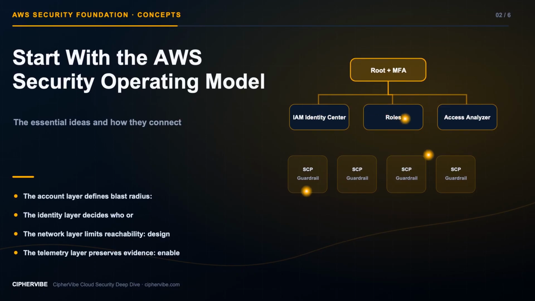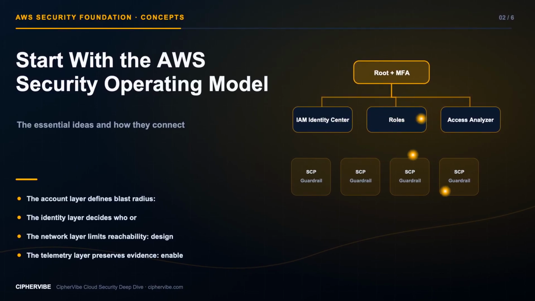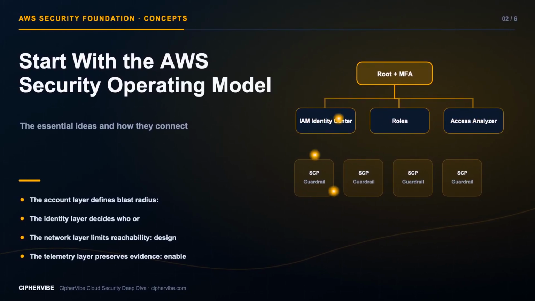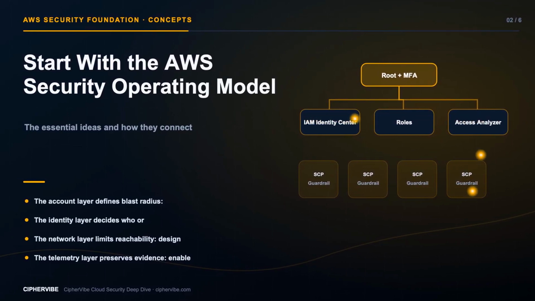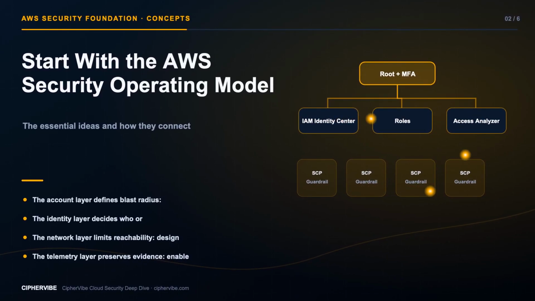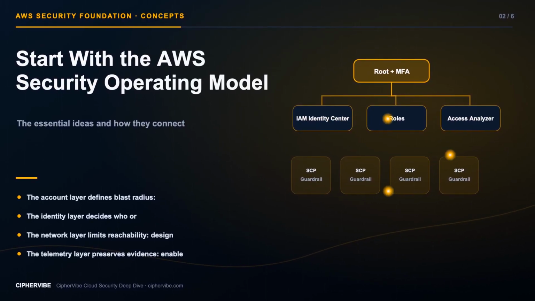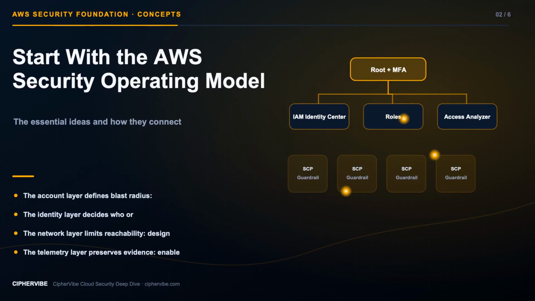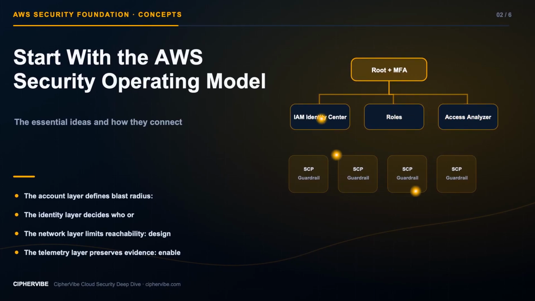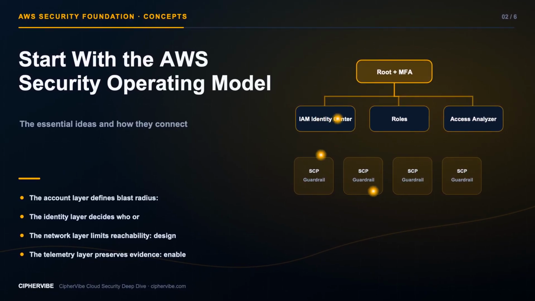Third, the network layer limits reachability. Design VPCs by workload, restrict security groups and routes, remove public administrative access, use private connectivity where possible, and inspect internet-facing entry points. Fourth, the telemetry layer preserves evidence. Enable organization-level CloudTrail, AWS Config across accounts and regions, centralized S3 log storage, and security service findings that defenders can investigate quickly. Fifth, the response layer assumes something will eventually fail.